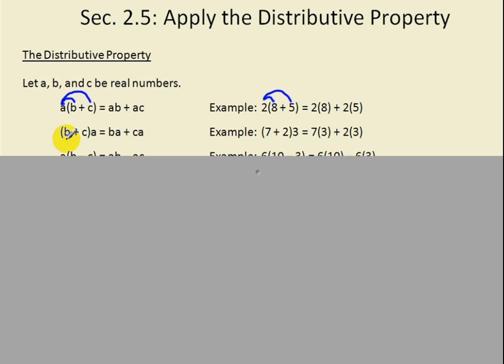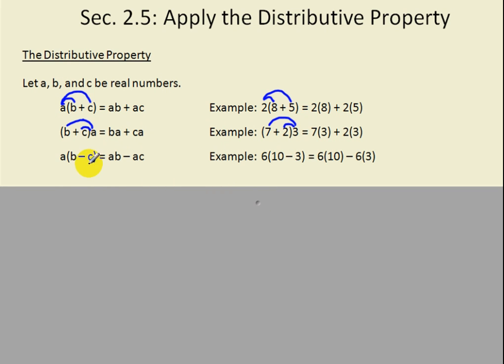You can also have the multiplication after the parentheses. It's still the same idea. We're still going to distribute the A times the 2 terms inside. So A times B, and then A times C. It just looks a little bit different. Remember that multiplication is commutative, so BA is the same thing as A times B. So for example, if we have 7 plus 2 in parentheses times 3, we can take 7 times the 3 plus 2 times the 3.